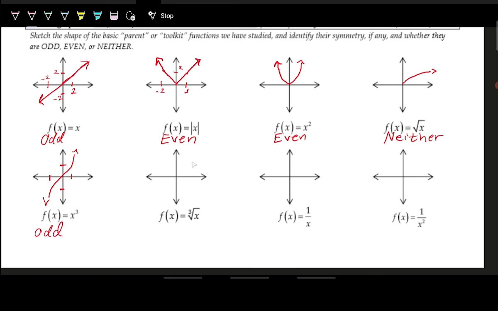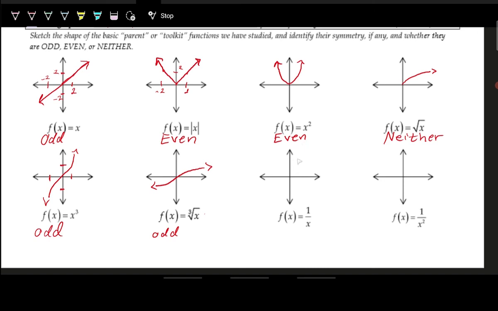And then the cube root of x, it's kind of like the x cubed, but just on its side. And this one is also odd. If you plug in some positive numbers into the cube root function, you're going to get opposite values out as if you plugged in negative numbers. All right, 8 as an input, you cube root 8, the output is 2. Do negative 8 as the input, and you get negative 2 as the output, so you get those opposite outputs.